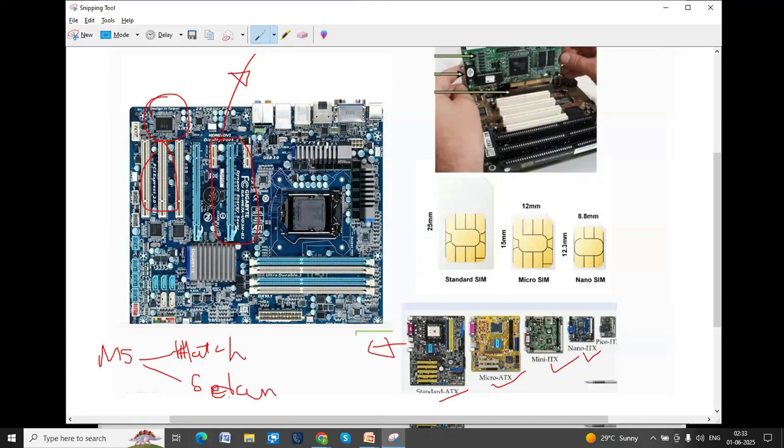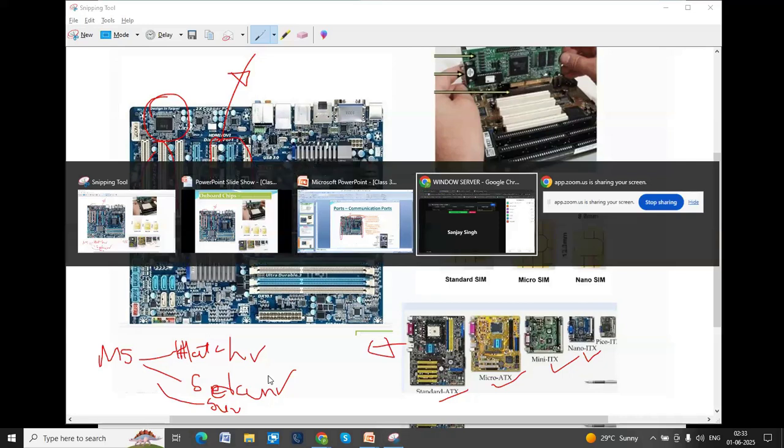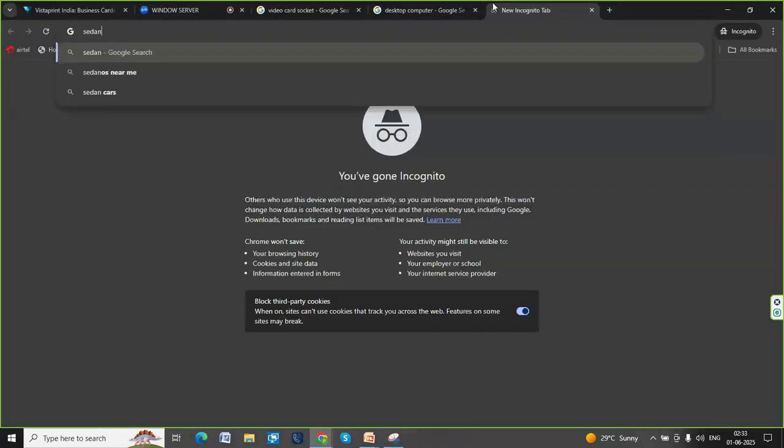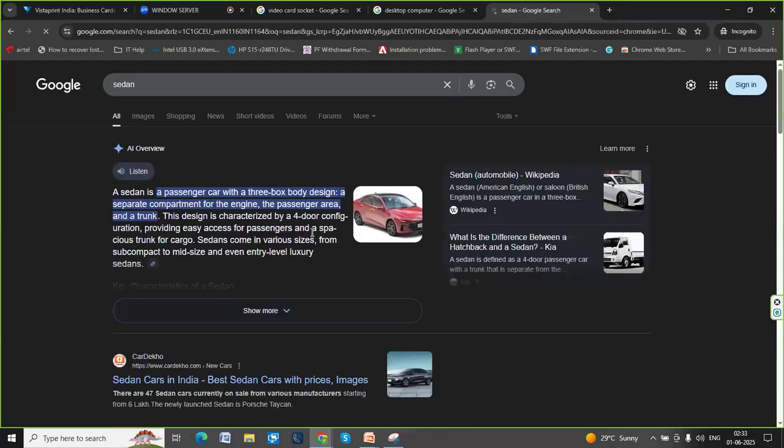What is the difference between sedan and hatchback? The hatchback is shorter in size, and the sedan and SUV are longer versions of that.